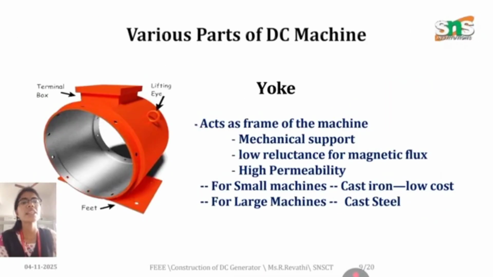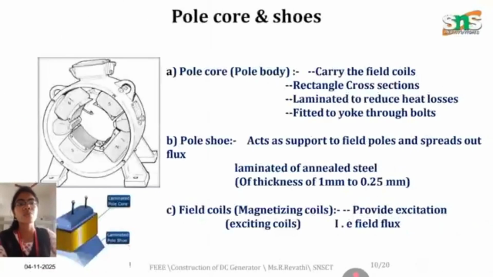So, various parts of DC machines. The yoke acts as the frame of the machine and provides mechanical support. For small machines, cast iron is used; for larger machines, cast steel is used. Pole shoes are laminated to reduce heat losses, fitted to the yoke through bolts, and act as supports to the field poles and spread out the flux. Field coils are magnetizing coils, excited coils, which provide excitation, that is, the EMF induced in the field fluxes.